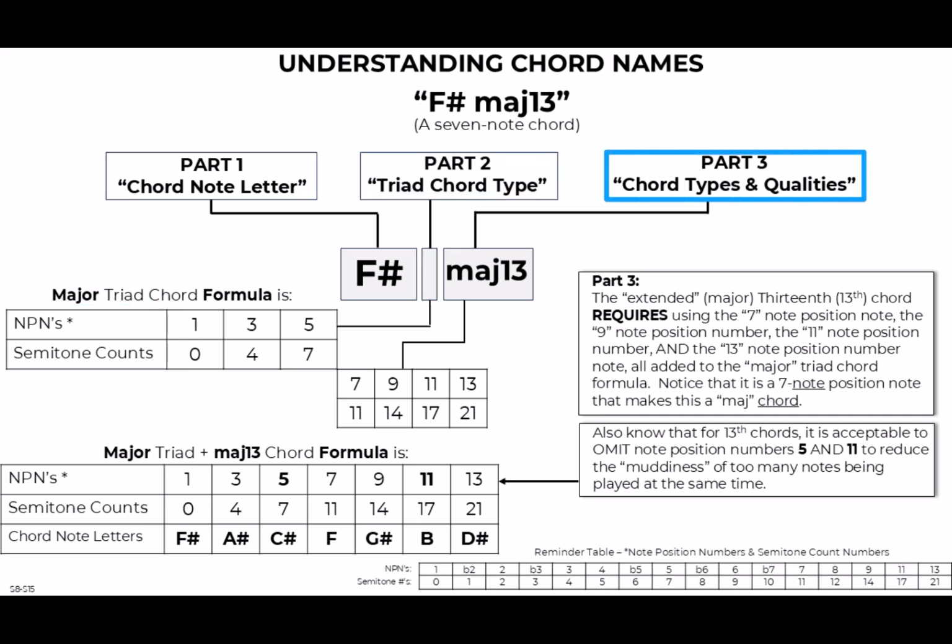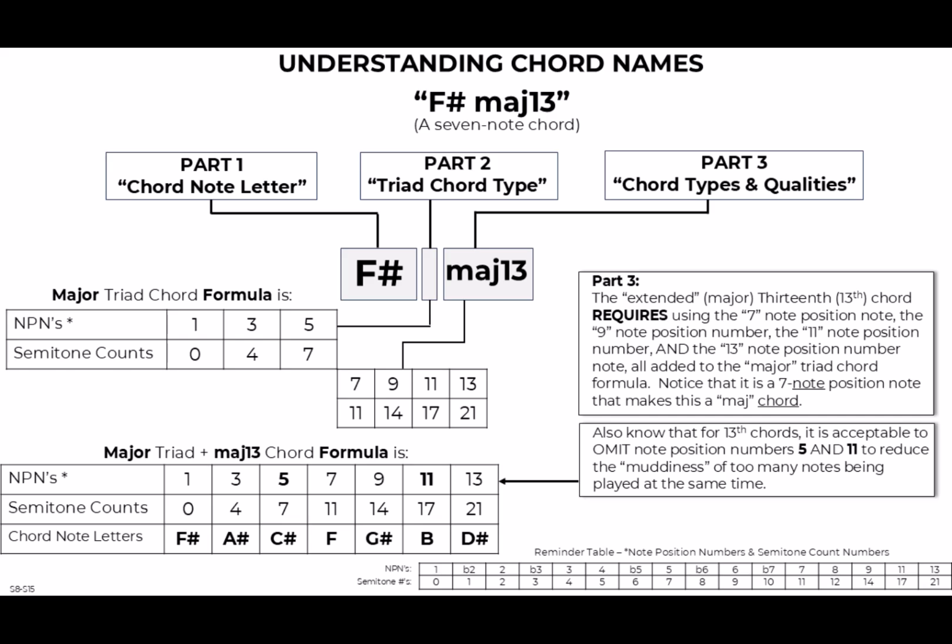For part 3, the Maj abbreviation identifies it to be a major chord quality joined to an extended 13th note position number. Obviously, its chord formula begins with the triad notes and because it is a, quote, major quality extended chord, we must not only add the 7-note position note, we must add the 9-note position note, the 11-note position note, and lastly the 13th note position note as identified by its name. Obviously, this 7-note chord requires both hands to form and play.